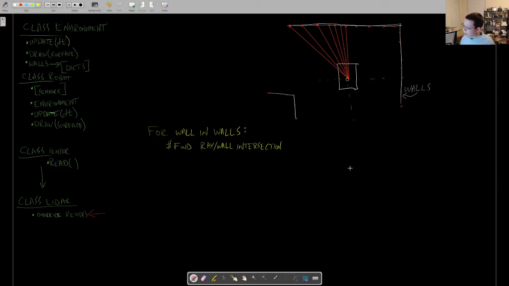Which sounds easy, and it is, but it's not quite what you would think. Because once I find the ray wall intersection, I have to verify one, the wall is in front of the sensor. Front of sensor.